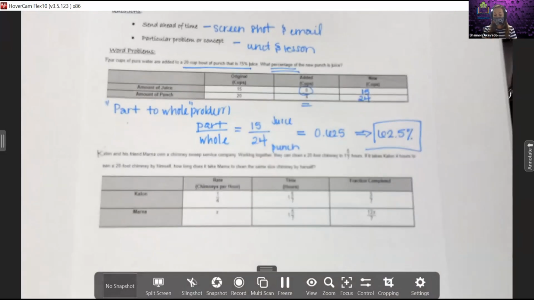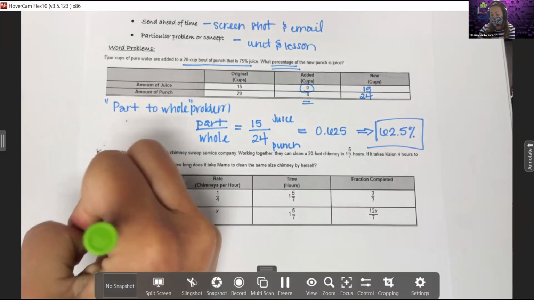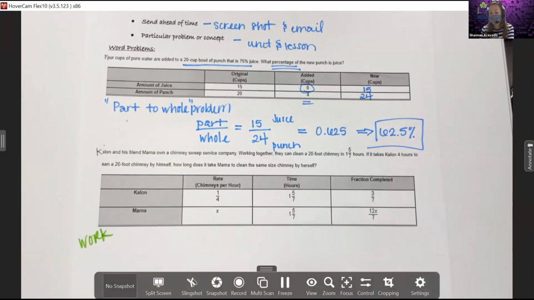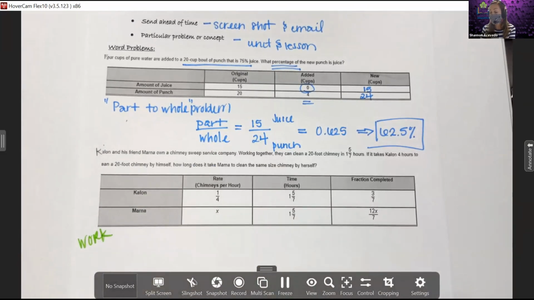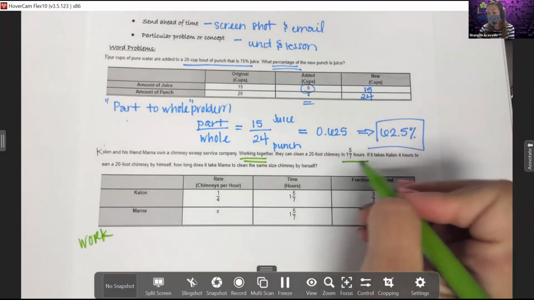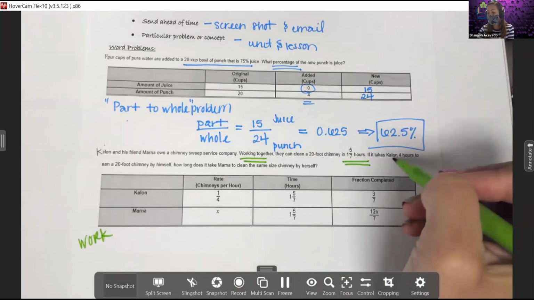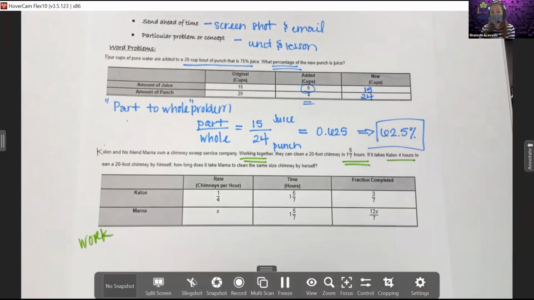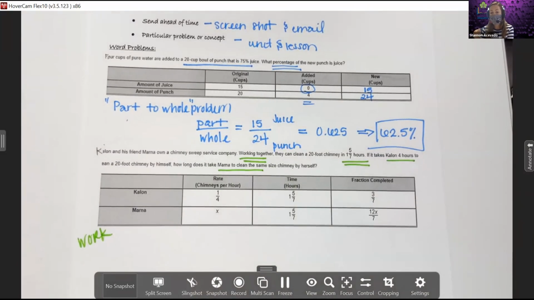My second type of problem I have for you is what we call a work problem. These are called work problems, where we have two people that are working together. So we have Kalen and his friend Marna who own a chimney sweeping service. They're going to work together to clean a 20-foot chimney, and together it takes them 1 and 5/7 of an hour. If it takes Kalen 4 hours to do it by himself, it's asking how long would it take Marna to clean the same size as she did it by herself.